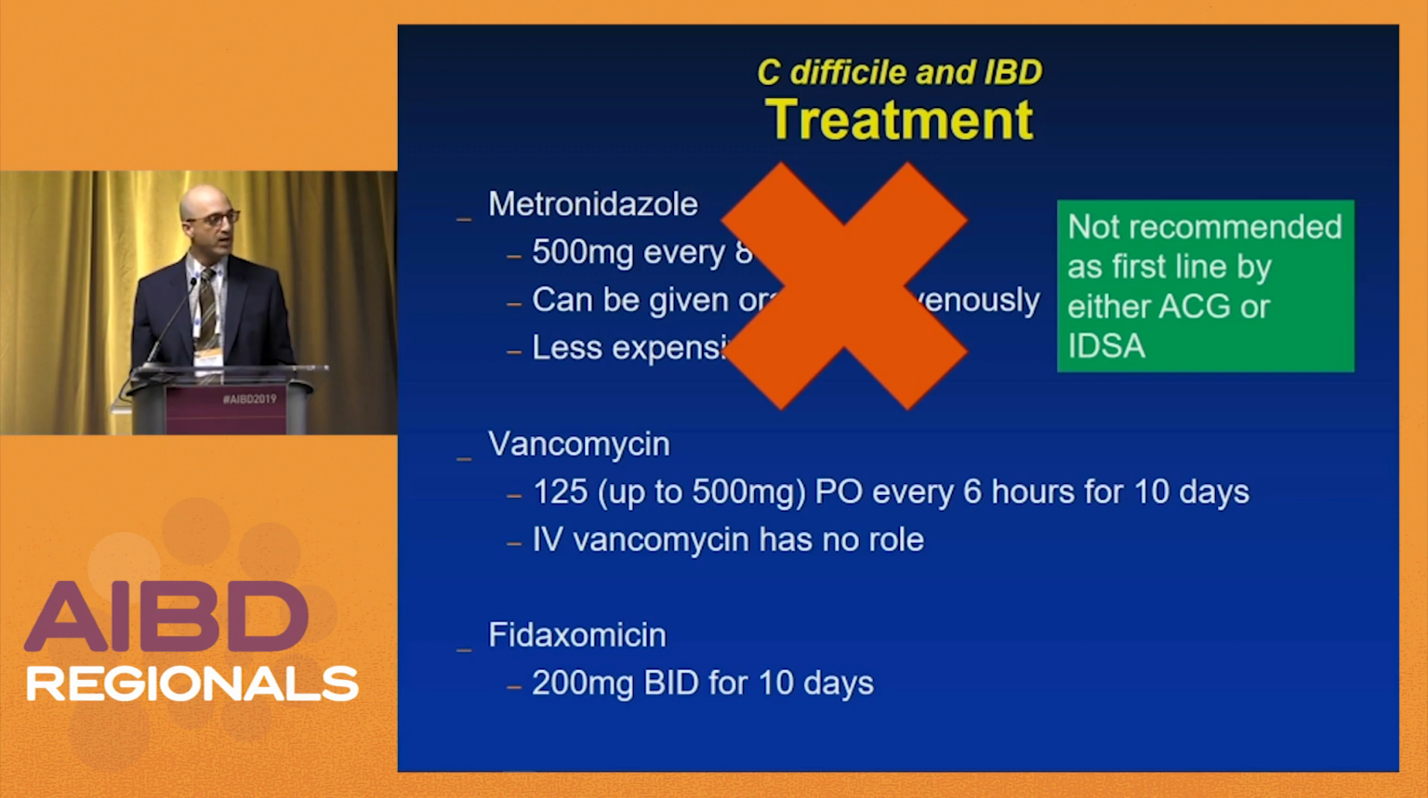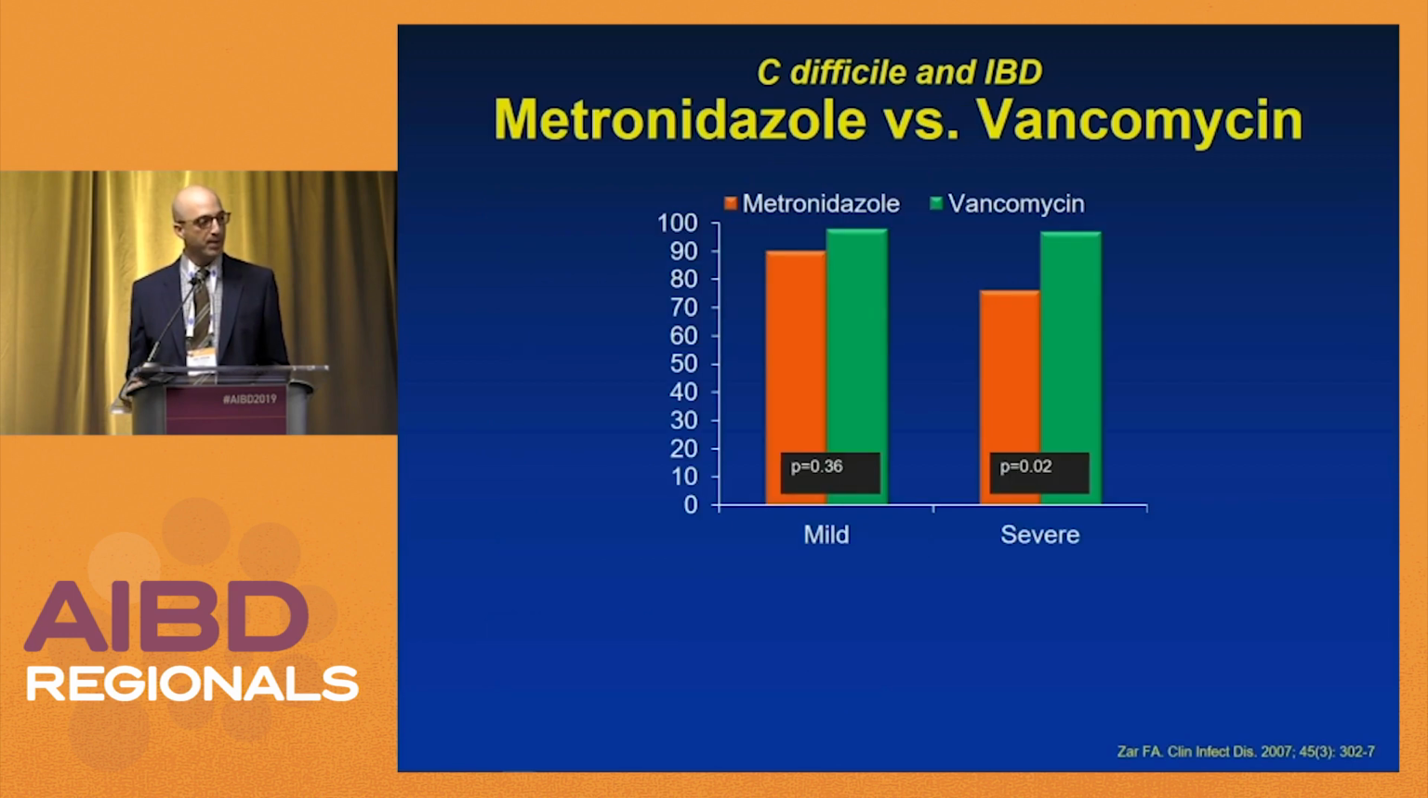The other two options are vancomycin, to give 125 milligrams 4 times daily for 10 days. Some clinicians will use higher doses of vancomycin. There's very limited data in giving higher doses of vancomycin. IV vancomycin has no role in the treatment of C. diff. There is a role for IV flagyl in the treatment for C. diff in patients with severe disease. And Fidaxomicin also can be used as a first-line treatment or in patients with recurrent disease at 200 milligrams BID for 10 days.